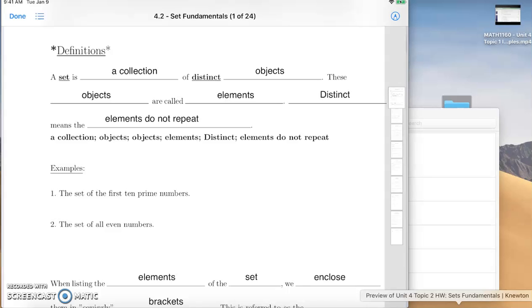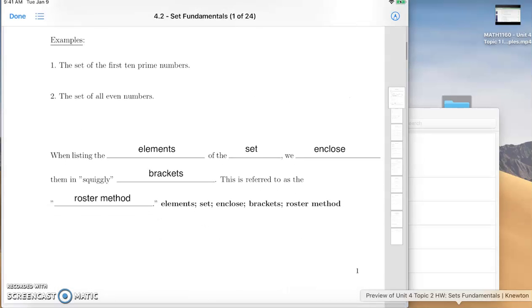A set is a collection of distinct objects. These objects are called elements. Distinct means the elements do not repeat. One example you'll see when we go through them is when you have a word with repeating letters. If you were to use a set of those letters, you make sure that the set only includes the letter once and not the repeated times.